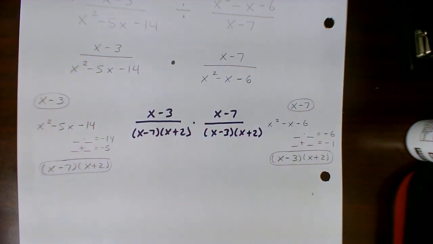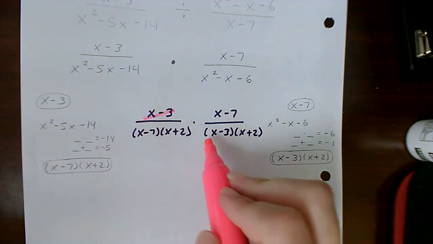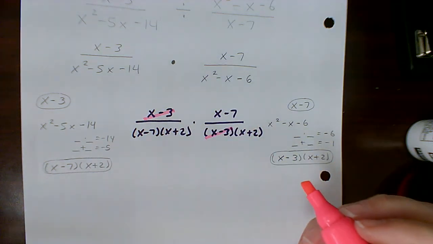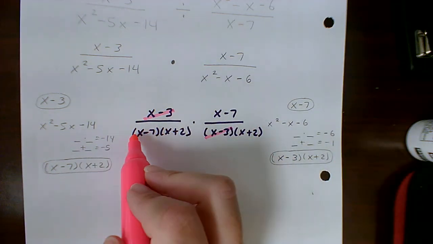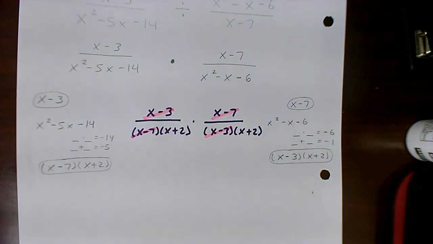I know that I'm doing well if things start canceling. I'm going to check. I have an x minus 3 here and an x minus 3 here. One is on top, one is on bottom, so I can cancel. I have an x minus 7 here and an x minus 7 here. One is on top, one is on bottom, so I can cancel.